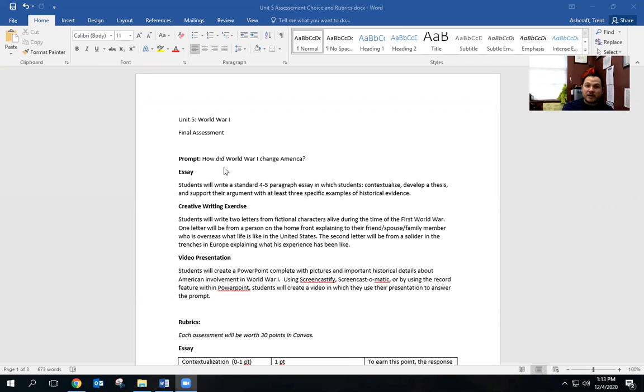When it comes to the creative writing exercise, in order to answer the question in this particular assessment, students will write 2 letters from fictional characters alive during the time of the First World War. One letter will be from a person who is on the home front, explaining to their friend or loved one who's overseas how their life has changed as a result of the war. The second letter will be from a person who is fighting in the war along the Western Front in Europe, and they will be writing back explaining how the war has affected them. Ultimately, these 2 letters will be working together to address that prompt, how did World War I change America?